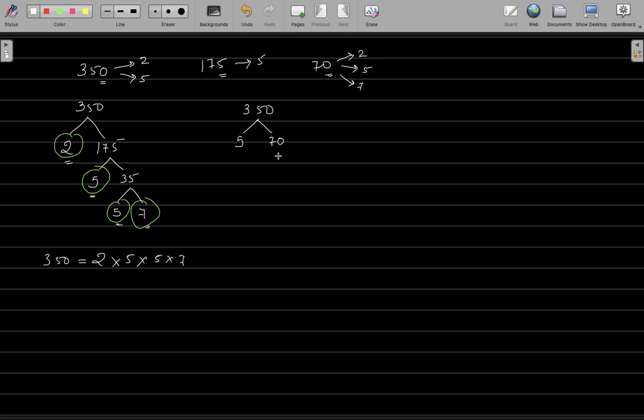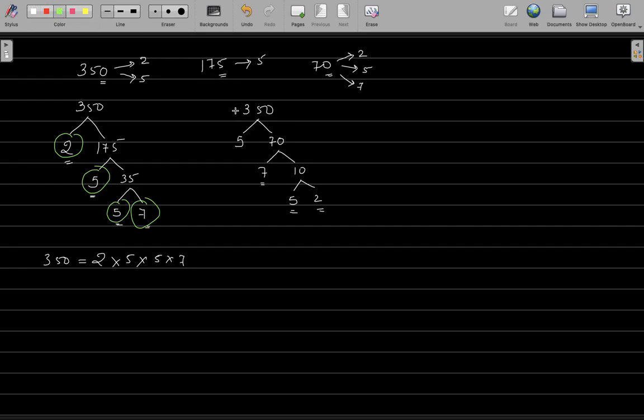Now let me start with, say, 7 in this case. Say I want to divide this 70 by 7. 7 is also a prime number, right? So 7 times 10 will give you 70. Now here 7 is a prime number, but 10 is a non-prime, that is 10 is composite. Now let us break this down again into its prime factors, and you know 5 times 2 is 10. Now 5 and 2 are the prime numbers.